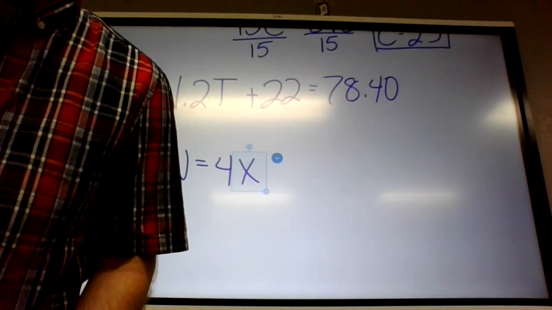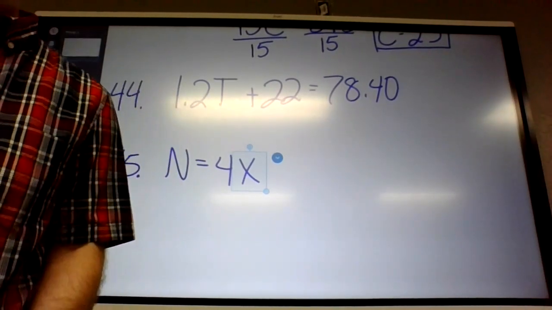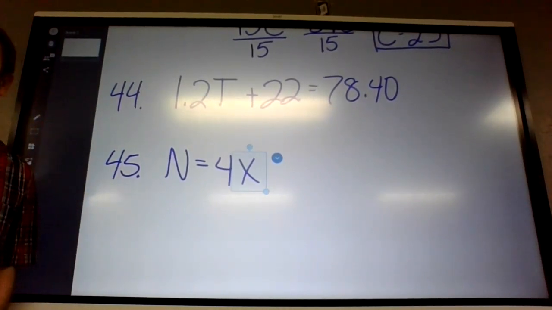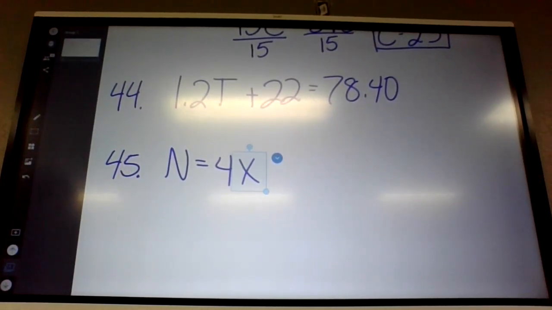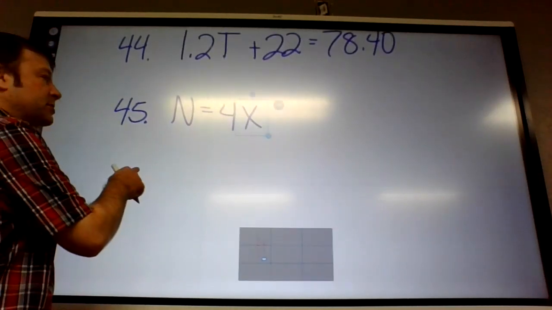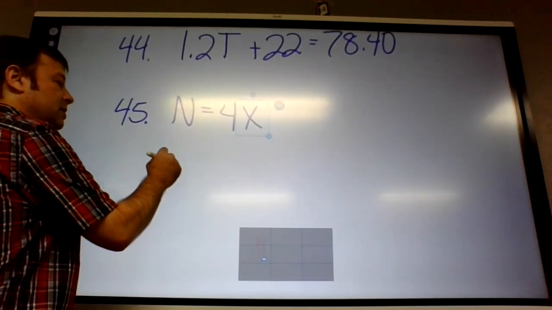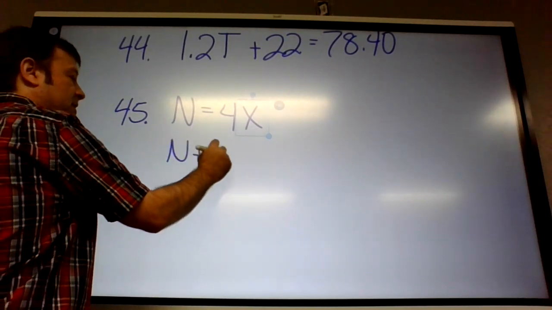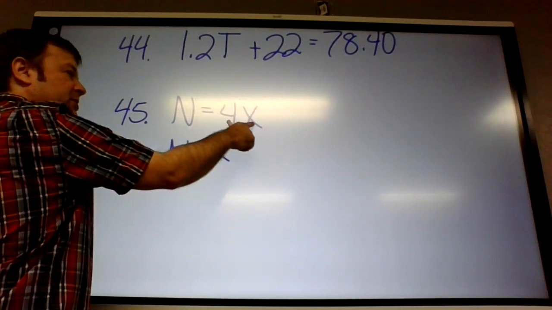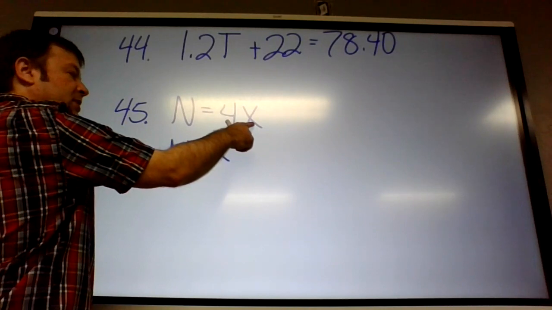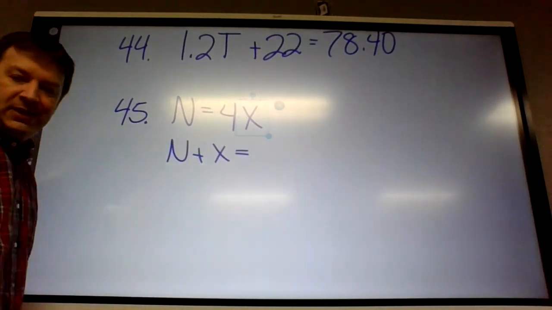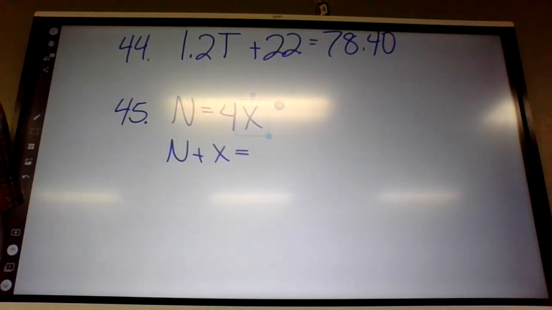The next sentence says, the sum of the two numbers is 155. You guys remember what sum meant? Addition. So what would the sum of those two numbers be? N plus x, yeah. These are the two numbers they're referring to, n and x, which we don't know what they are yet. The sum of those two numbers is 155.